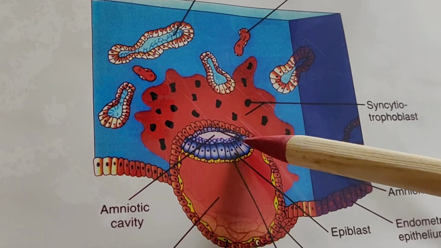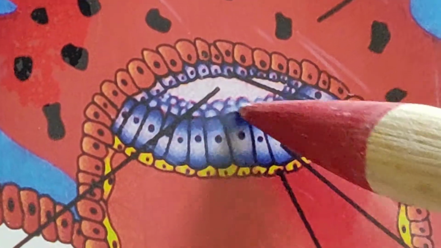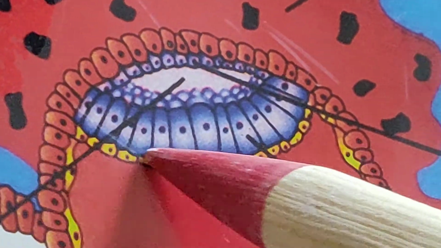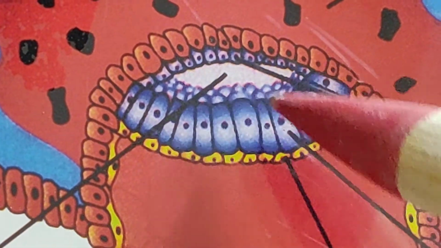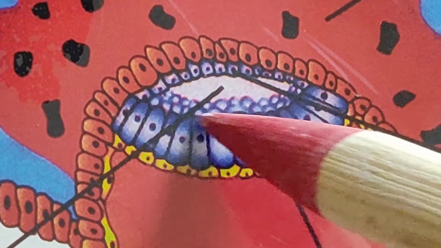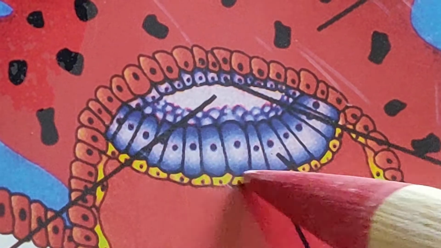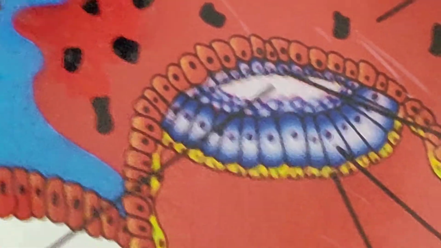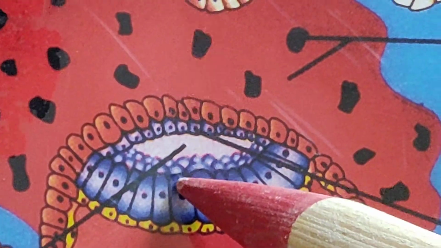Now see the inner cell mass. In this inner cell mass, there are two layers. One is the blue layer, these are columnar cells, and below it is the yellow layer, these are cuboidal flat cells. Now the inner cell mass changes into the bilaminar disc. The upper columnar layer, this blue layer, is the epiblast, and this yellow layer is the hypoblast. So the embryoblast is changed into the bilaminar disc.